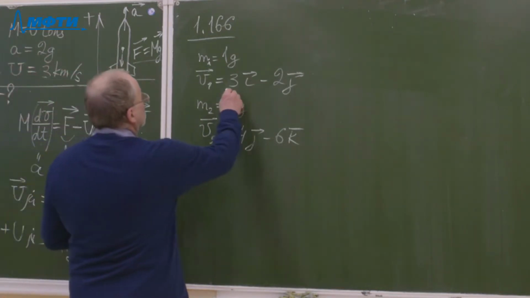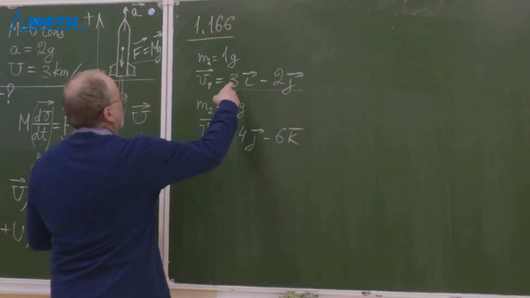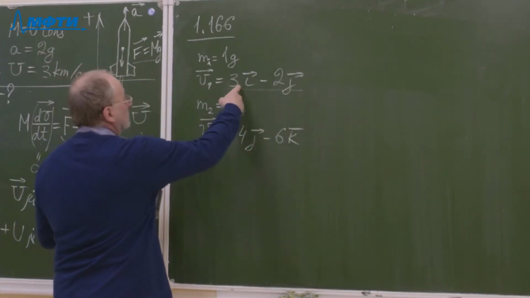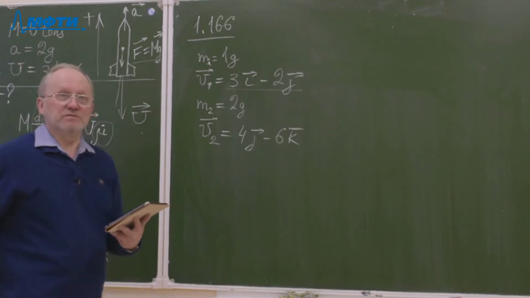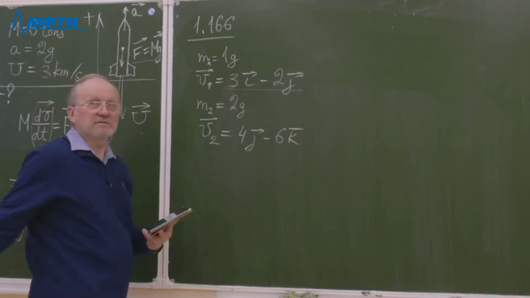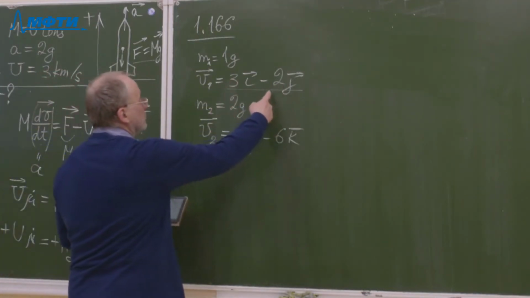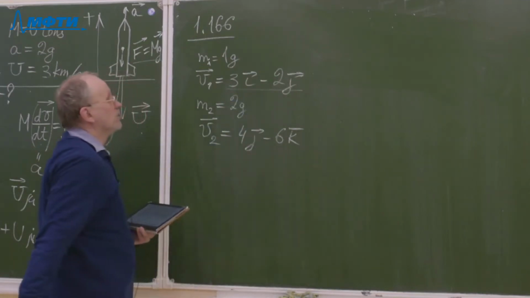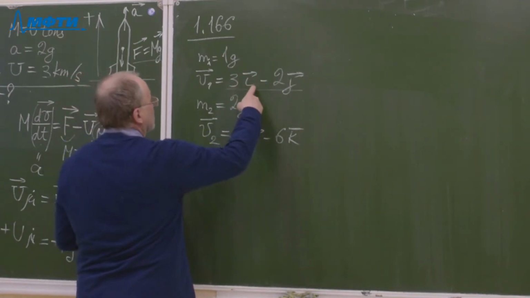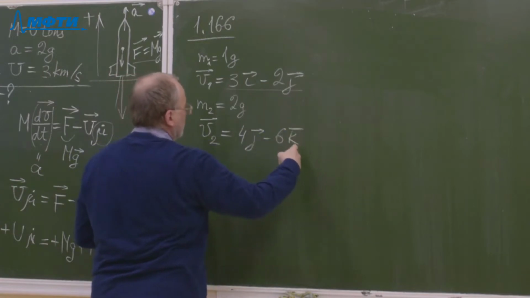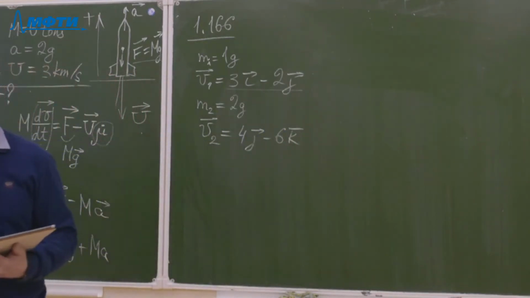So this should be considered in SI units. So 3 in SI units is what? 3 meters per second. And here 2 meters per second. And unit vectors give us the direction along the x axis, y axis, and k along the z axis.